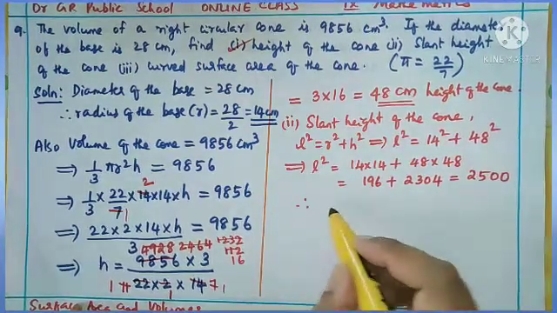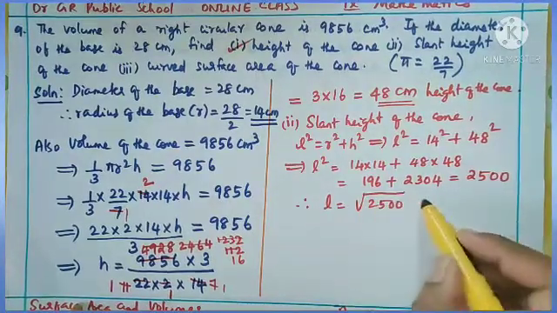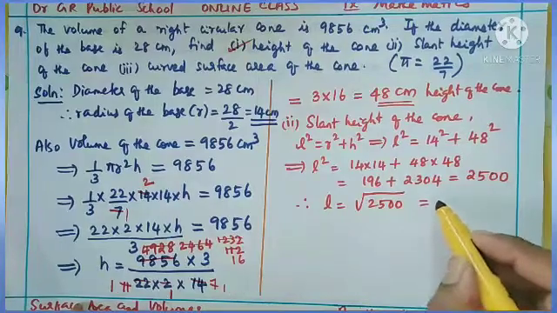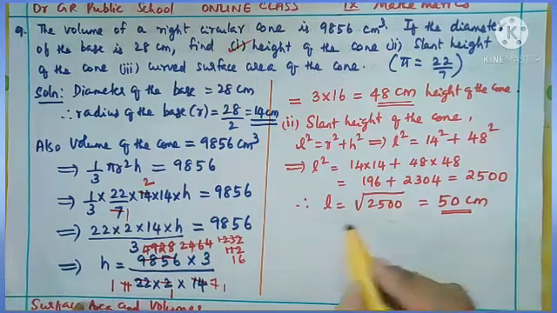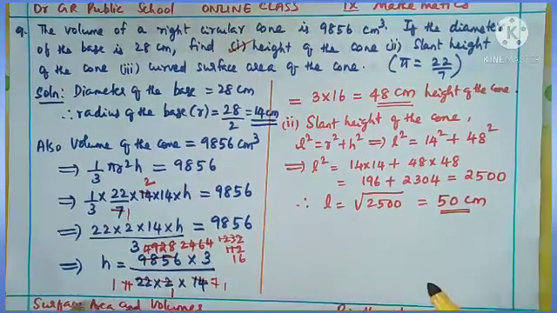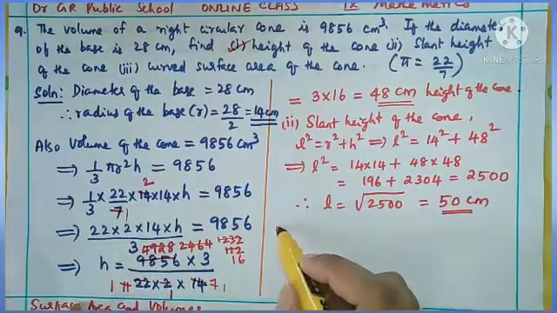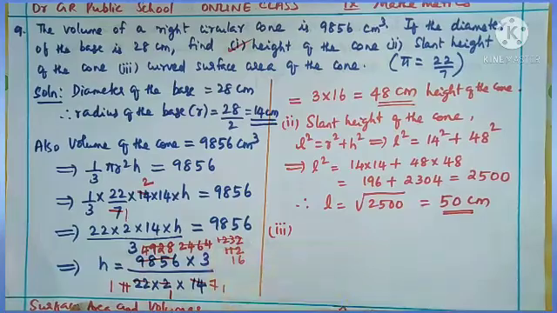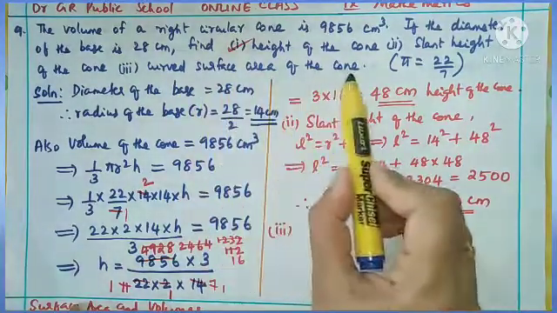So therefore, L is equal to square root of 2500. That you will get square root of 2500 is 50 centimeters. Thus, you got the slant height of the cone is 50 centimeters. Okay. Now come to the last part of your question. What is the third question? You want to find out the curved surface area of the cone.